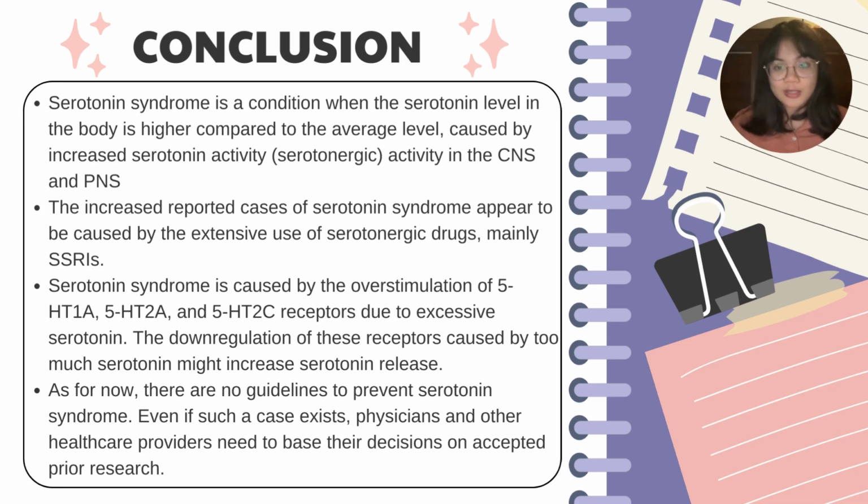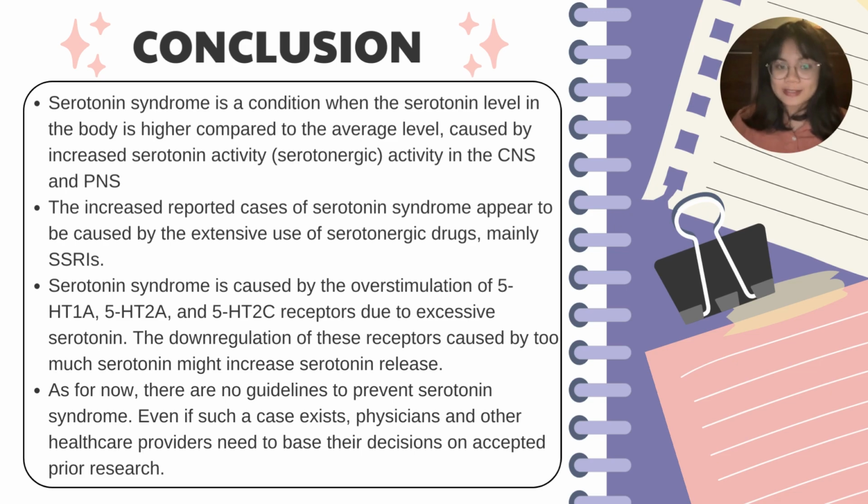Serotonin syndrome is caused by overstimulation of 5-HT1A, 5-HT2A, and 5-HT2C receptors due to excessive serotonin. The downregulation of these receptors caused by too much serotonin might increase serotonin release. The most typical symptoms of serotonin syndrome include mental status abnormalities ranging from disorientation to hallucination and also delirium. As for now, there are no guidelines to prevent serotonin syndrome.